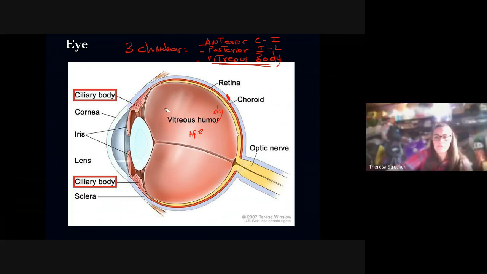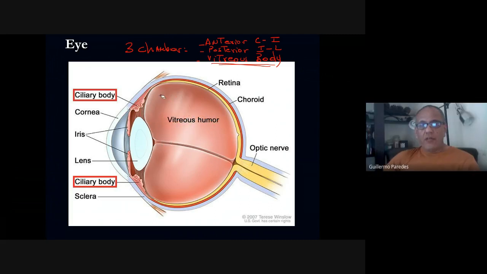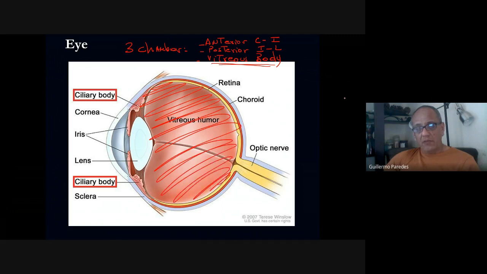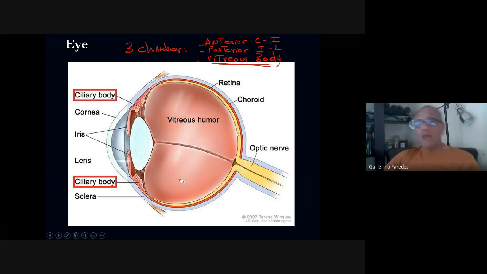The vitreous body goes from the posterior portion of the eye down to the lens. So all this is the vitreous body. Okay? All right, next.